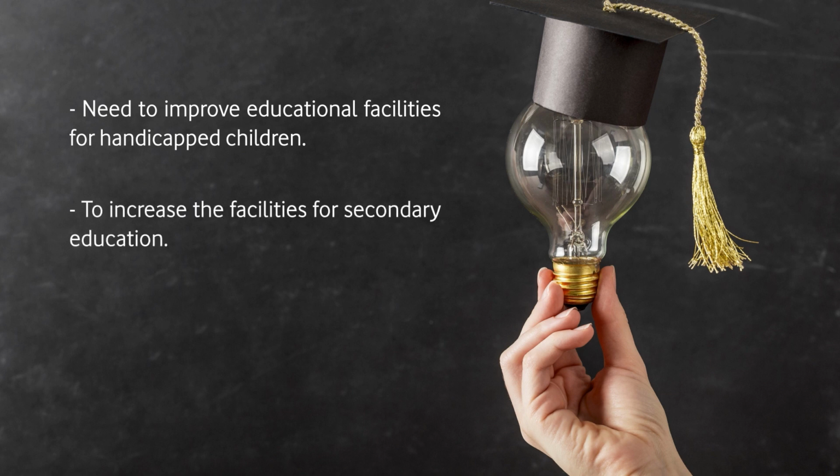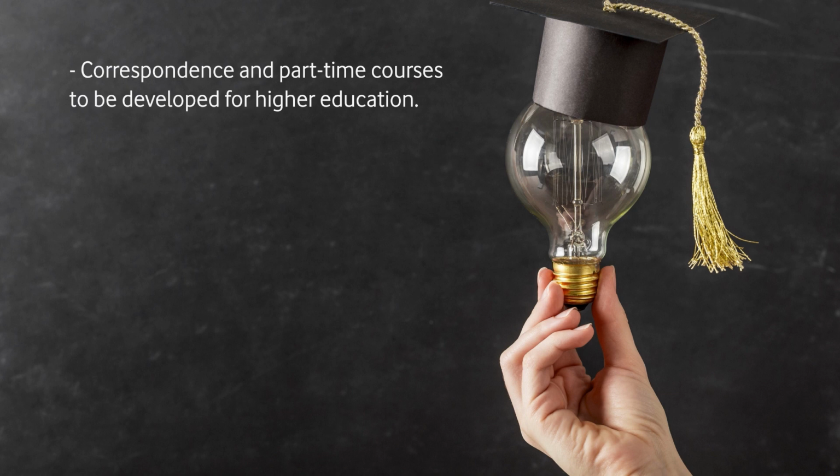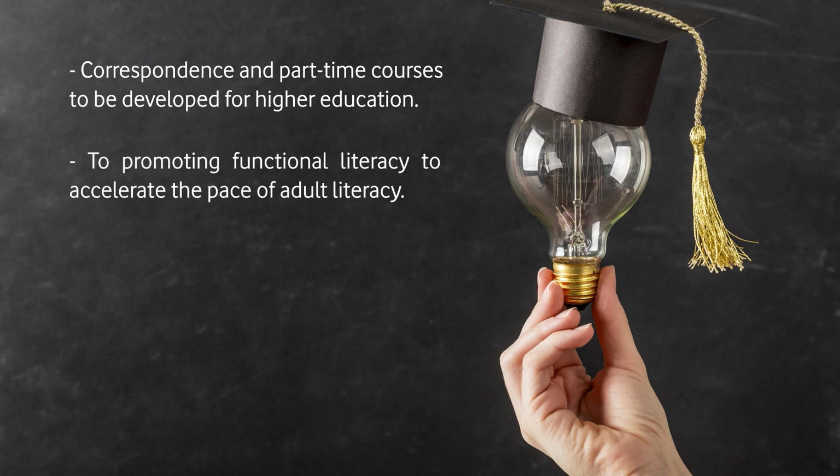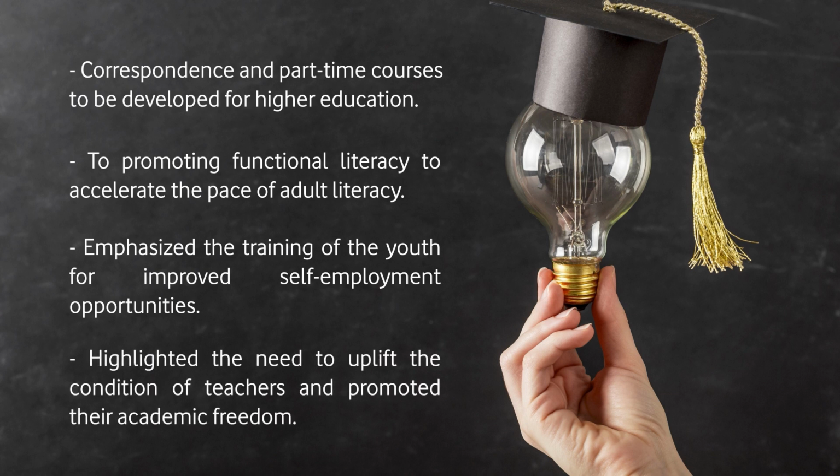To increase the facilities for secondary education. To improve the facilities in fields like agriculture, trade, medicine, arts, craft, commerce, home management. Correspondence and part-time courses to be developed for higher education. Means special emphasis was given on online and part-time courses in higher education. To promote functional literacy, to accelerate the pace of adult literacy. Emphasize the training of the youth for improved self-employment opportunities, and highlighted the need to uplift the conditions of teachers and promoted their academic freedom. So most of the objectives we see here in the National Policy on Education 1968 are based on recommendations of the Education Commission, Kothari Commission 1964 to 66.